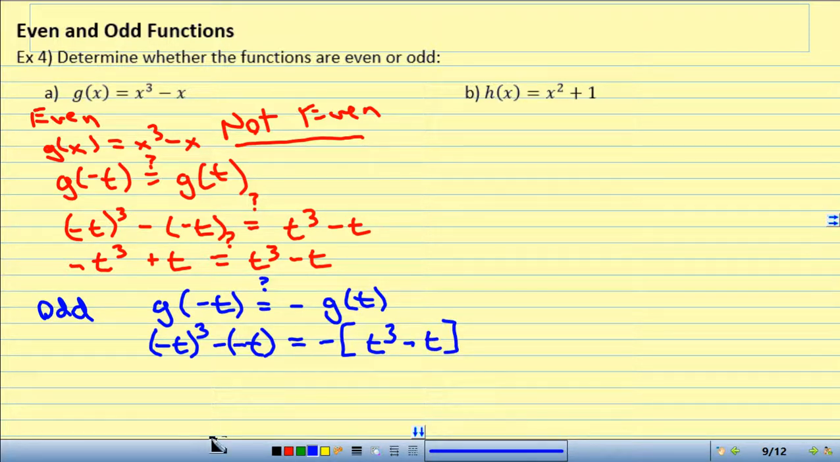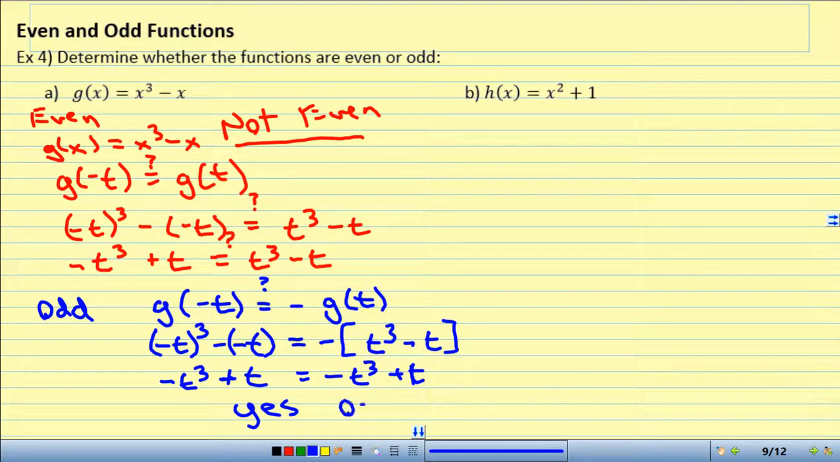When I simplify it, (-t) quantity cubed is -t cubed plus t. Minus a minus is a plus. And is that equal to, let's distribute this negative, -t cubed plus t? Well, these are both the same. So the answer is yes, it is an odd function. Yay!